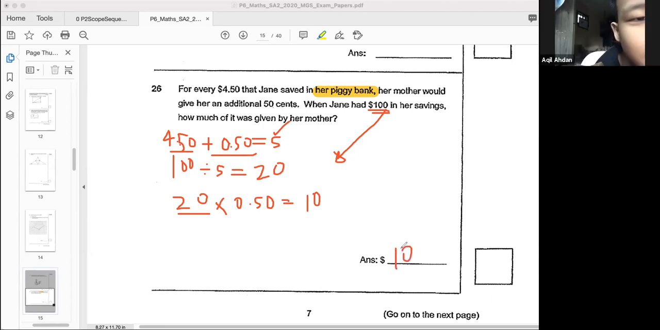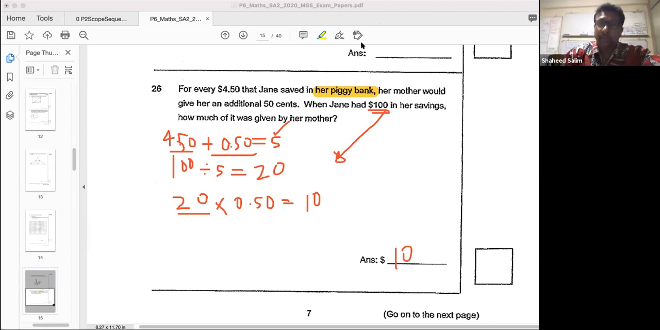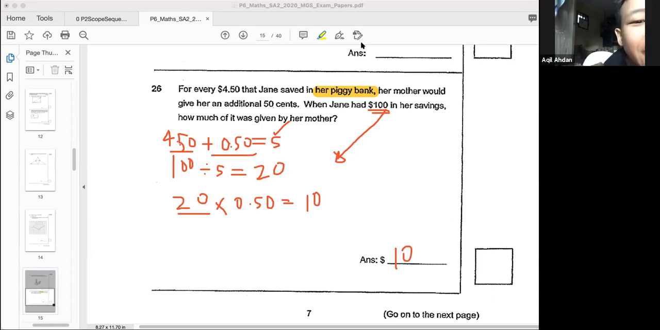Is it okay now? Hey, we got 10 minutes left. 10 minutes left. Come on. Oh yeah, that makes sense. Yeah. You understand how to do?